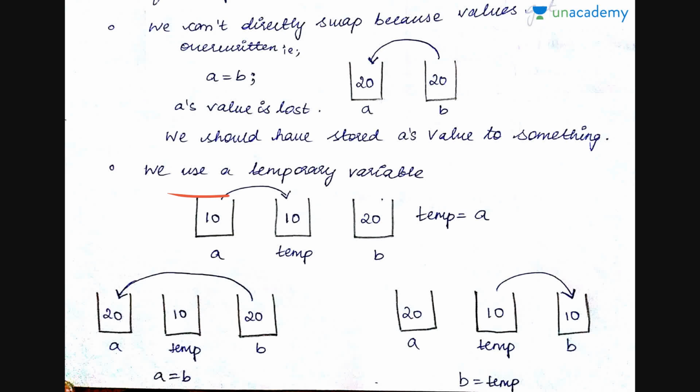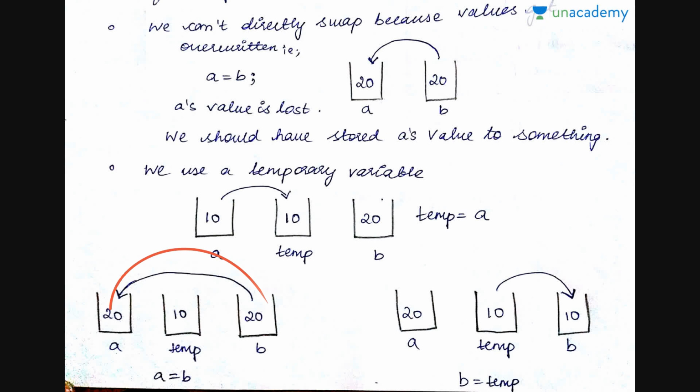Hence we use a temporary variable. In the temporary variable, we put the value of A first so that it holds the value of A and that value can be used further. So first we write temp equals to A, that is A's value is put to temp. In this container, A's value is stored. Then we do this process, that is A equals to B. That time B's value is stored to A.